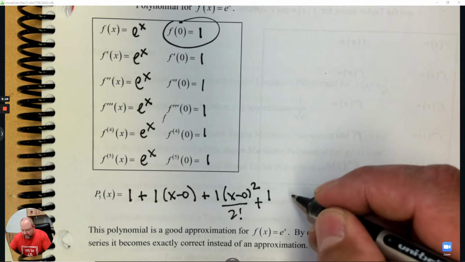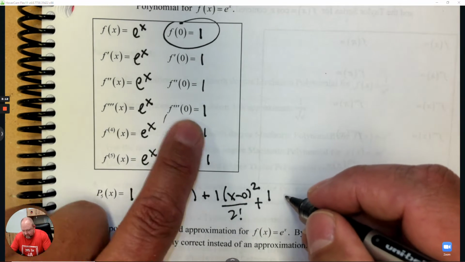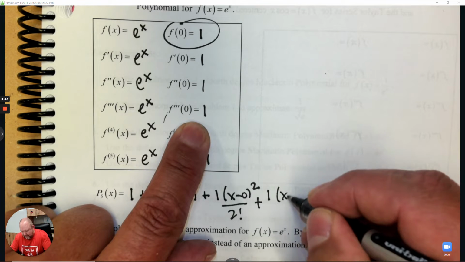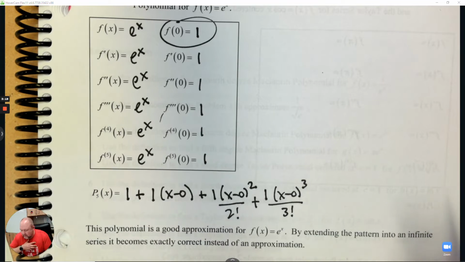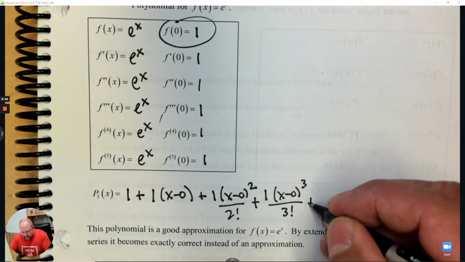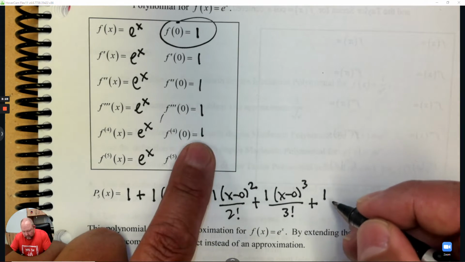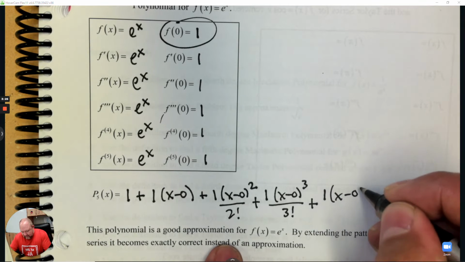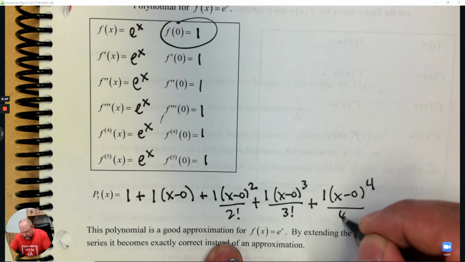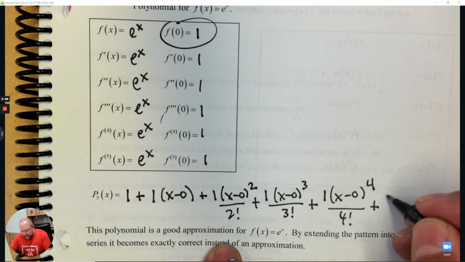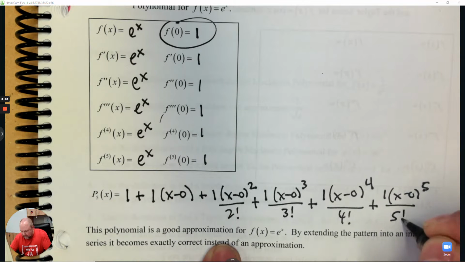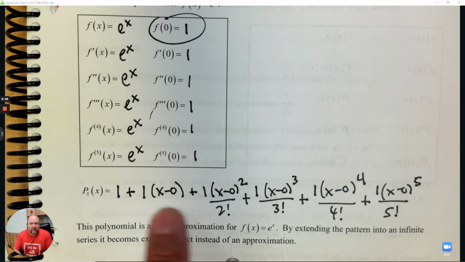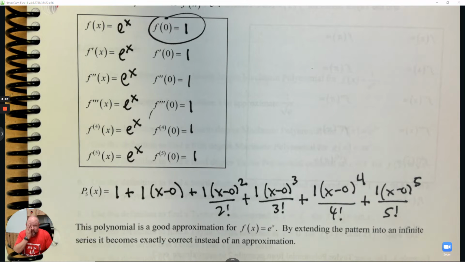And then it's 1, because we're following this. We're at the third one. It's x minus 0 cubed over 3 factorial. And I know we could simplify it, but I want to see the pattern. So again, we start with 1, and it's x minus 0 to the 4th over 4 factorial. We're going to do it one more time. x minus 0 to the 5th over 5 factorial. And that is what's called a Taylor expansion.